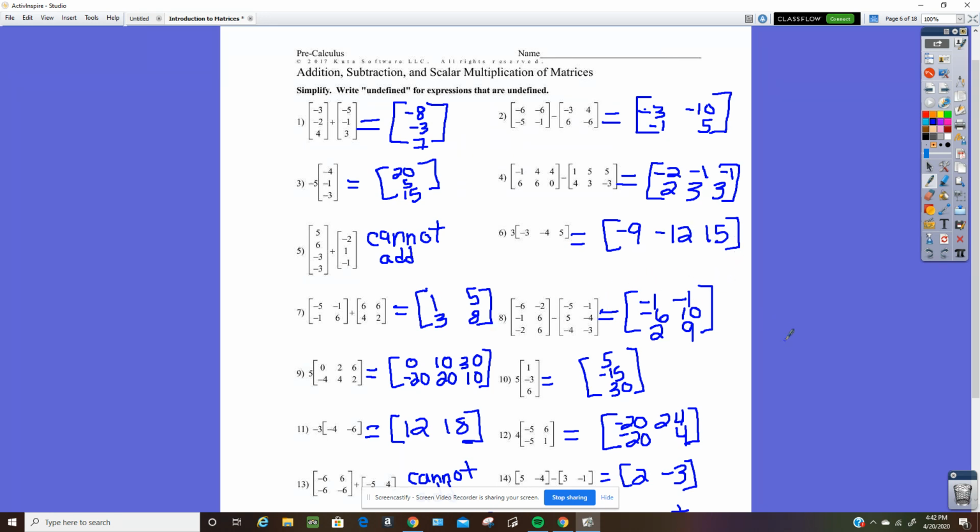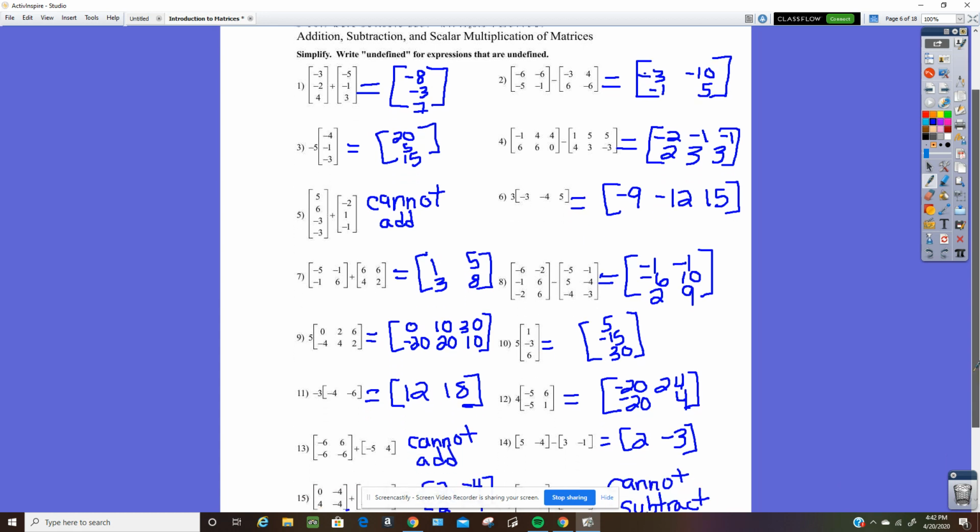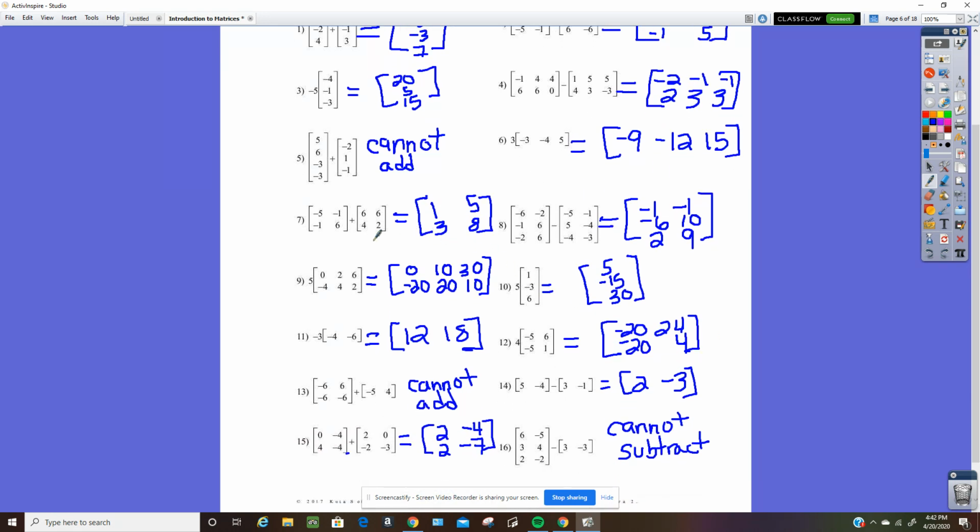Number 7, you have a 2 by 2 added to a 2 by 2. So you end up with a 2 by 2. -5 plus 6 is 1. -5 plus 6 is 5. -1 plus 4 is 3. 6 plus 2 is 8.